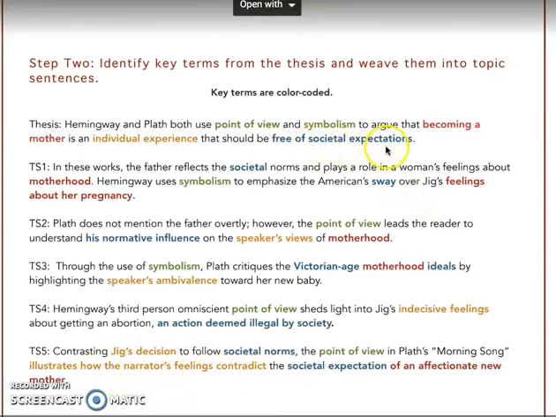And then societal expectations. This is where you're going to see, because this is the big, large point of this essay, societal norms, Americans' viewpoint, how he's swaying, a normative influence, so this idea of what the society believes about pregnancy is represented by the father, and he's the normative influence. Victorian age ideals, an action deemed illegal by society. Again, these are all expectations of what the society has about motherhood.